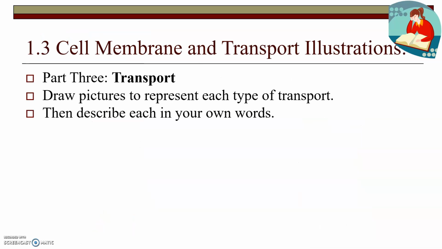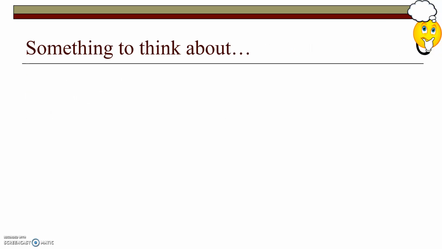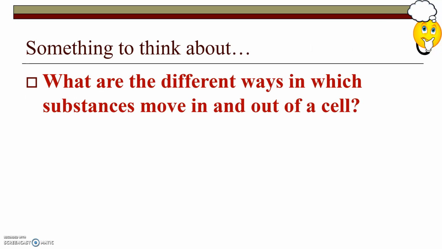The last part of the membrane and transport illustrations assignment is to draw the actual forms of transport that the cell membrane allows us to do. So let's think back. What are the different ways in which substances move in and out of a cell? These different processes should be familiar to you from past science classes. Our goal for today is to refresh our memories on those and to build our background knowledge.